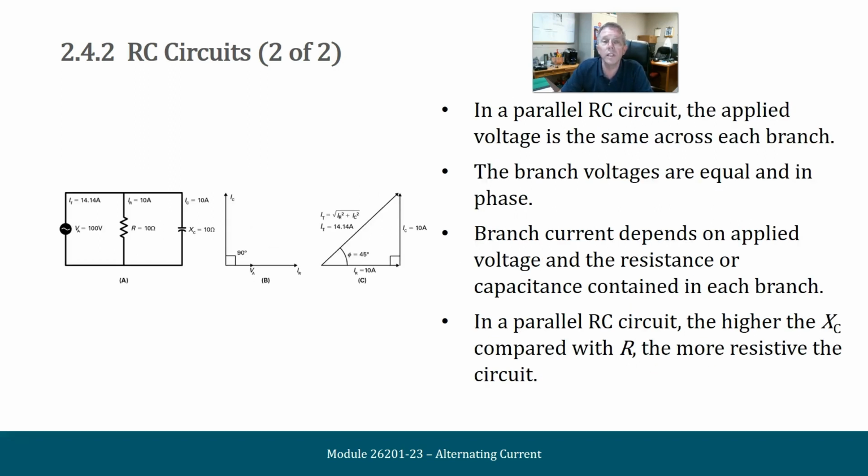In a parallel RC circuit, applied voltage is the same across each branch. The branch voltages are equal and in phase. Branch current depends on applied voltage and resistance or capacitance contained in each branch. In a parallel RC circuit, the higher the XC compared with R, the more resistive the circuit.